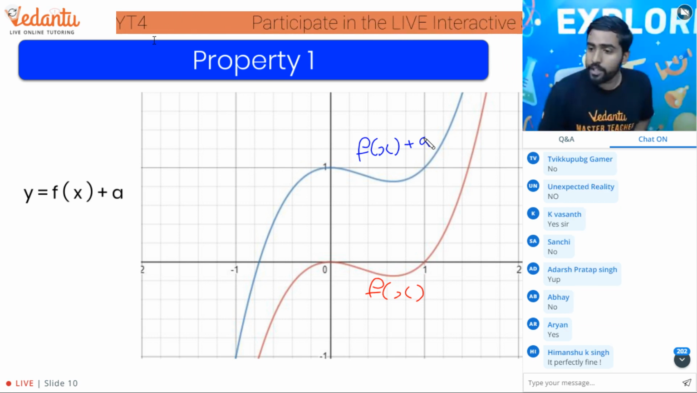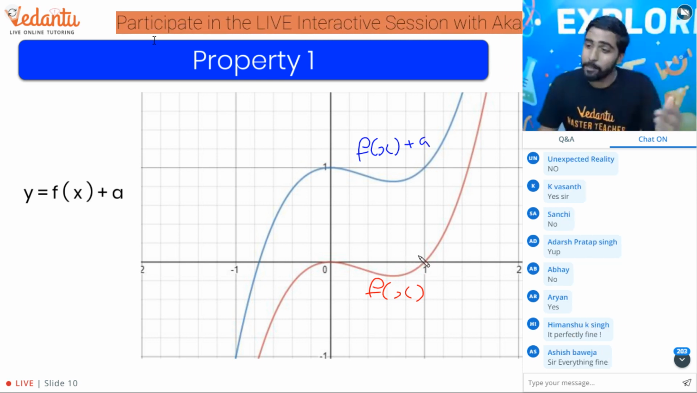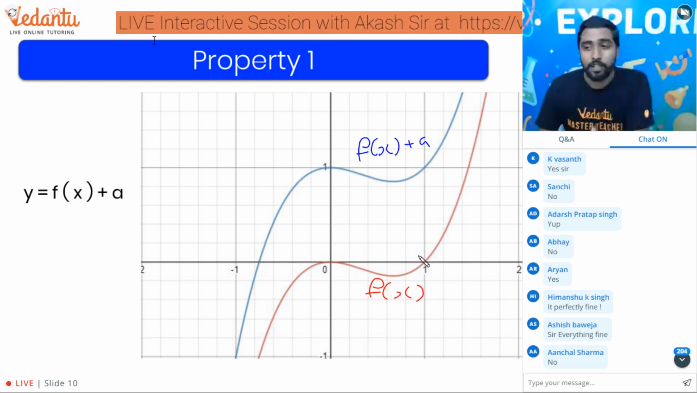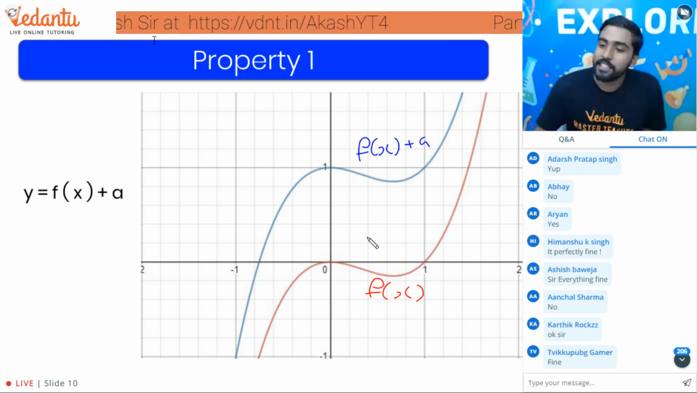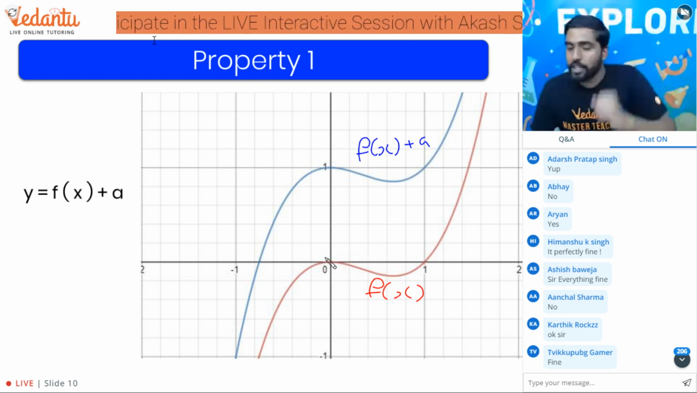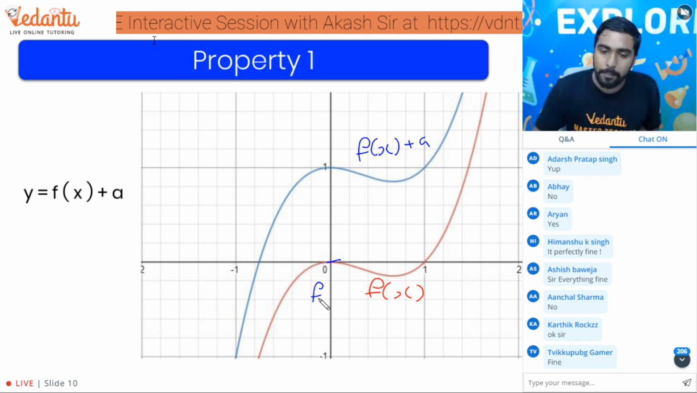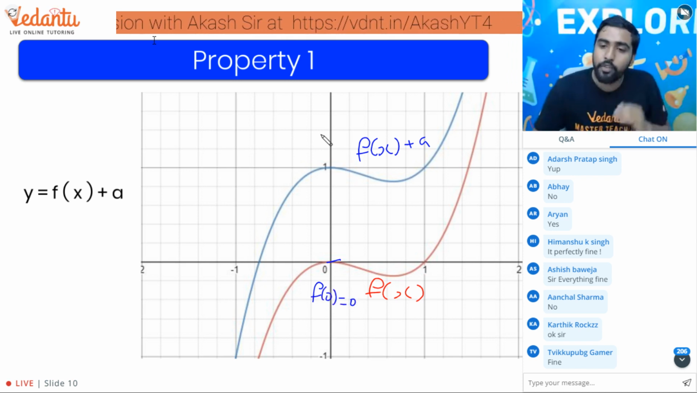Yes, this is too basic level. But there are a few guys, 30% of you, who were not able to answer. Some are still answering. Okay, so see, you got confused? Don't worry, guys. When you are adding plus 1, you can check at every single point. So f of 0 was equal to 0. What will happen in the new one?